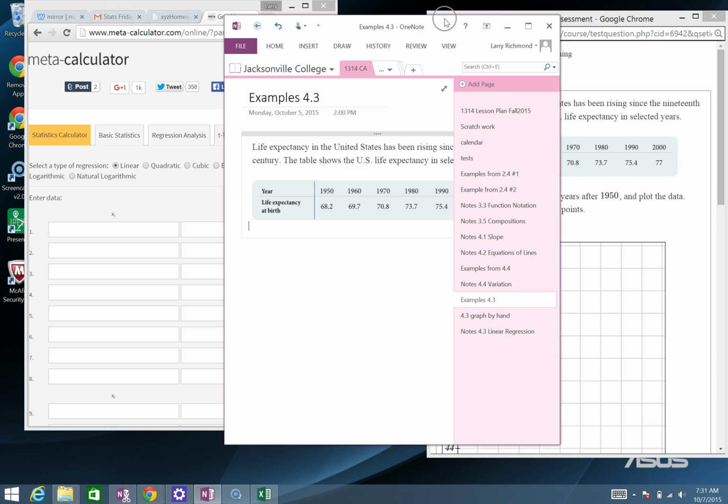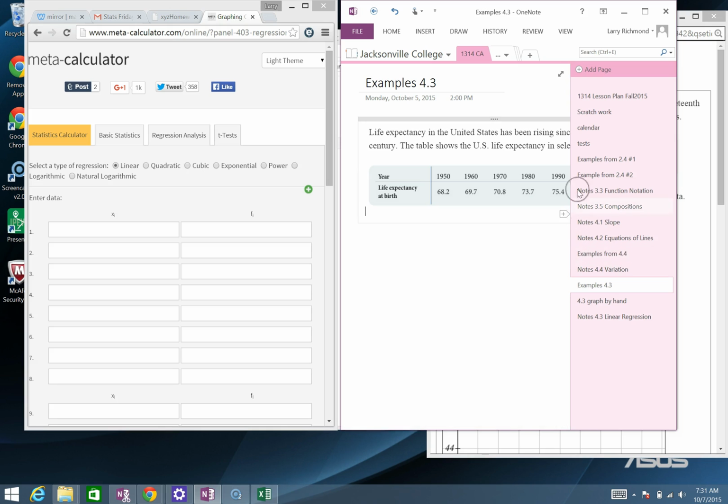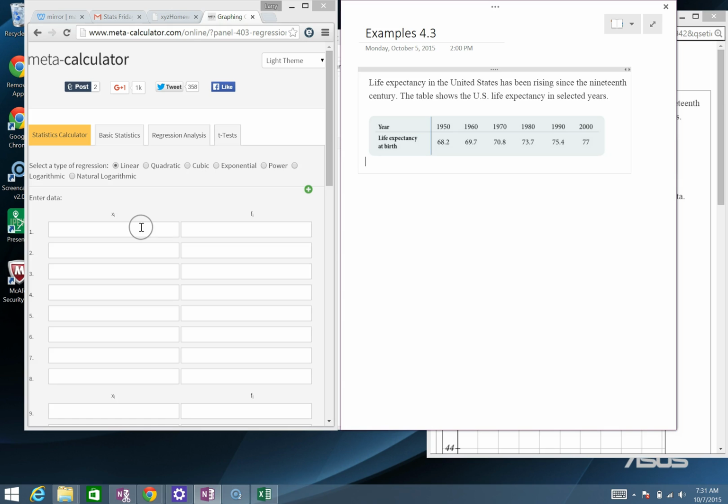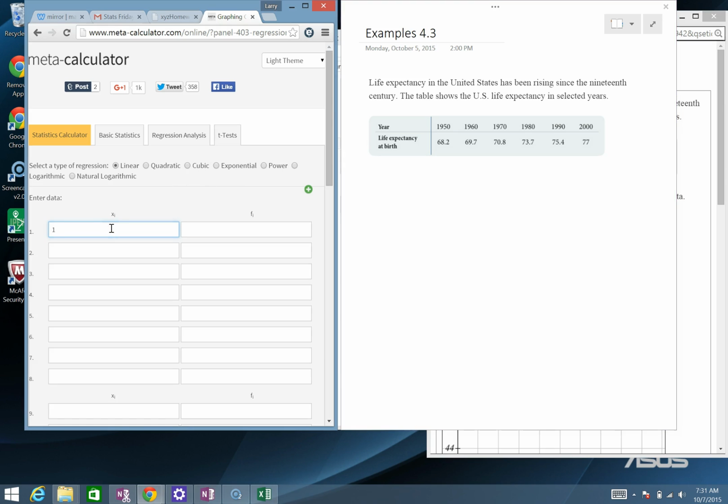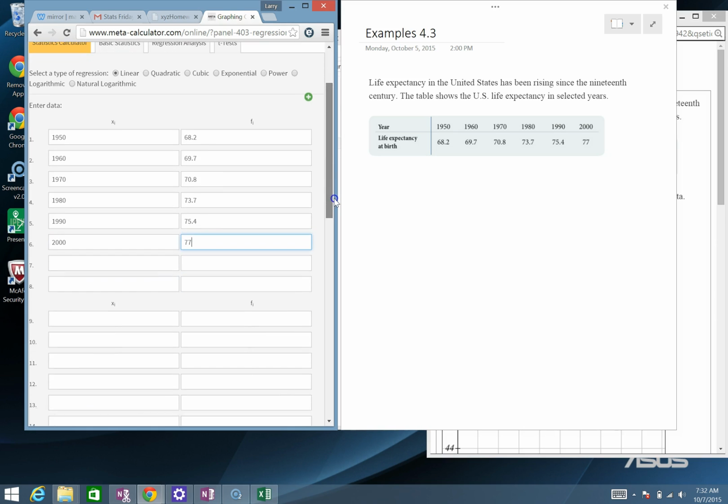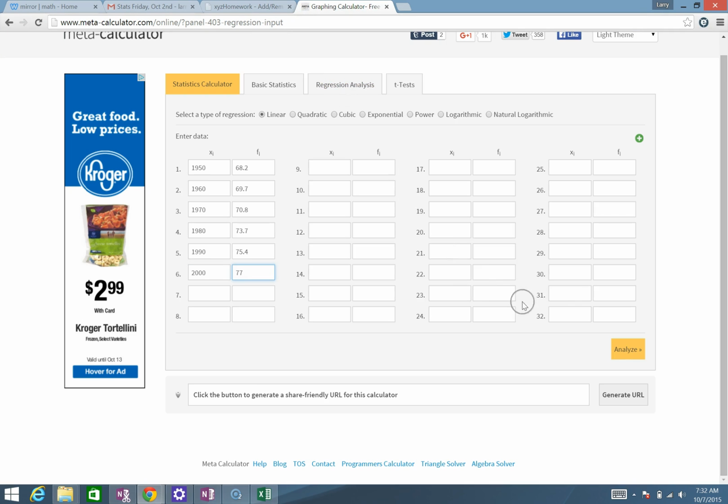So I'm going to enter this data in my table. 1950 is an x value, and the corresponding y value is 68.2. 1960 pairs with 69.7. 1970 pairs with 70.8. 1980 with 73.7. 1990 with 75.4. 2000 with 77. All right, once you have your data in there, you simply hit analyze.